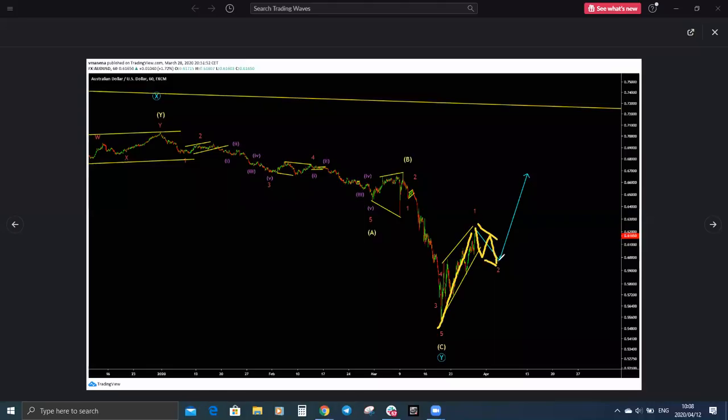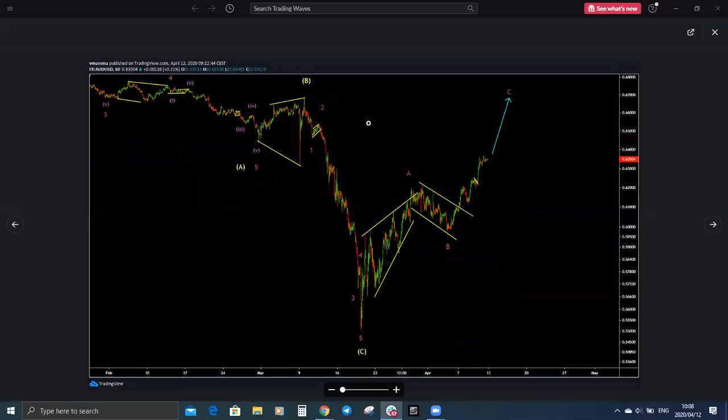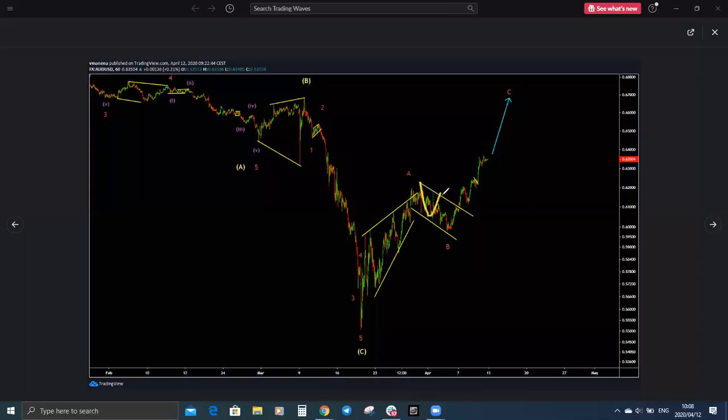So we don't trade the corrections, we trade the impulse. That is how that one has played out now. It has played out inch perfect. So that is exactly what has happened. As you can see, the corrective structure has now played out. We are now looking at this impulse.